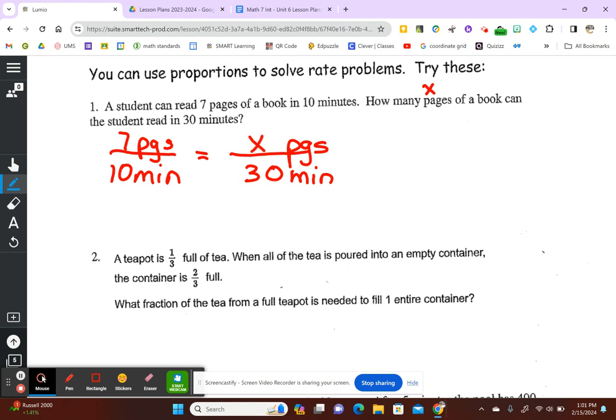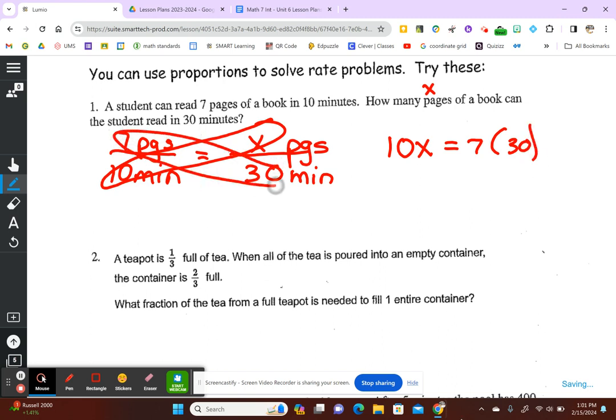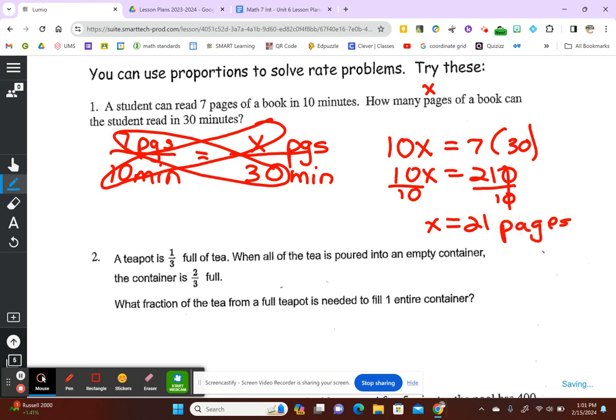Now, to solve this, I apply the cross product property rule. So 10x equals 7 times 30. So 10x equals 210. Divide by 10. X equals 21 pages. So if you can read 7 pages in 10 minutes, you can read 21 pages in 30 minutes.